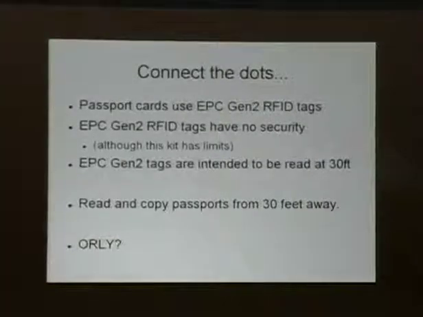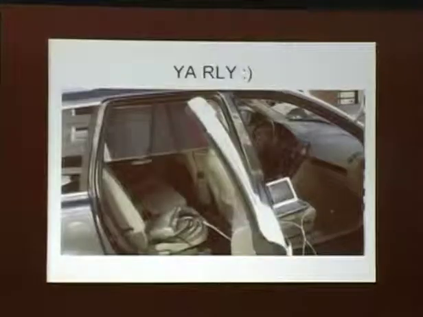So if we put these dots together here, we've got a passport card with an EPC Gen 2 RFID tag. EPC Gen 2 RFID tags have no security, and they can be read at 30 feet. So in theory, we should be able to copy passports from 30 feet away. Really? Yeah, really. This was my setup when I loaded up Dan Goodin from the Register. You can see this is my car. This patch antenna, this thing.